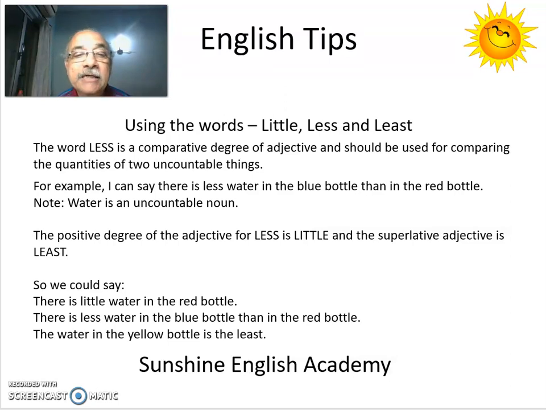Now, coming back to the use of less, there is less water in the blue bottle than in the red bottle. So, whenever we use this word less, we also use than along with it because we compare two things, less than something else.